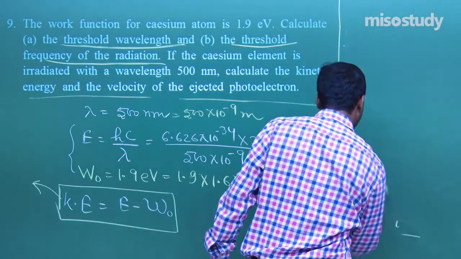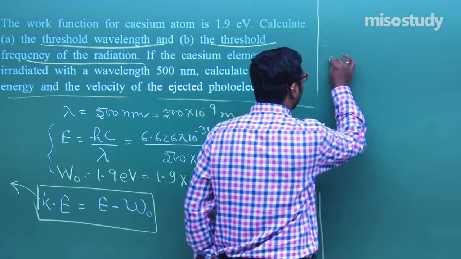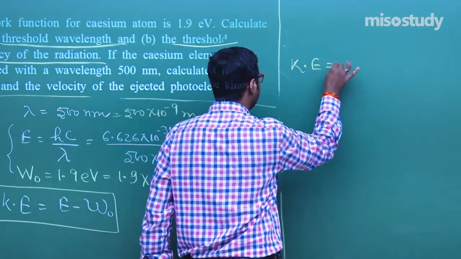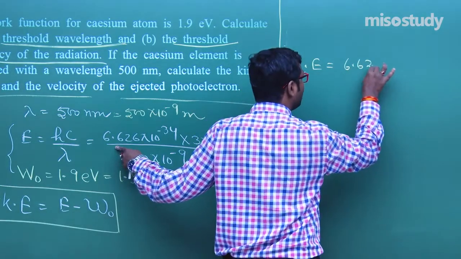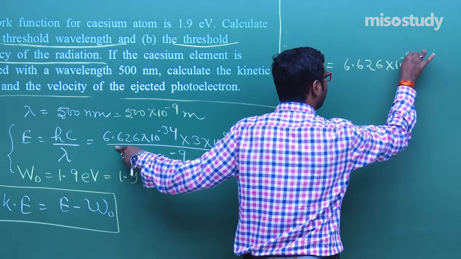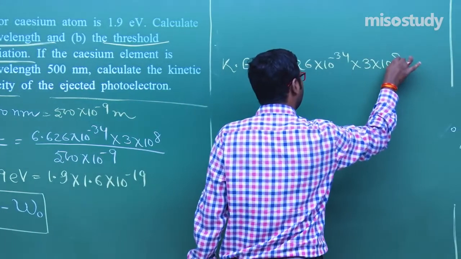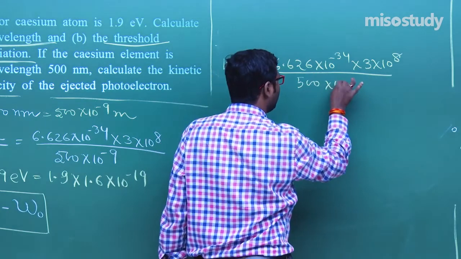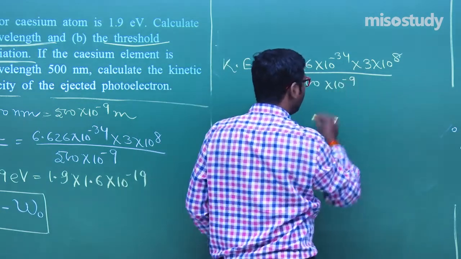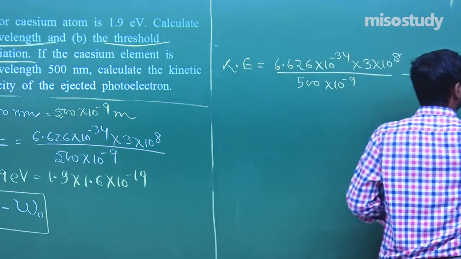That is the approach. We need to approach the question. Put here, kinetic energy is equal to, what is E? That is 6.626 into 10 to the power minus 34 into 3 into 10 to the power 8 upon 500 into 10 to the power minus 9, minus W naught. What is the value of W naught?